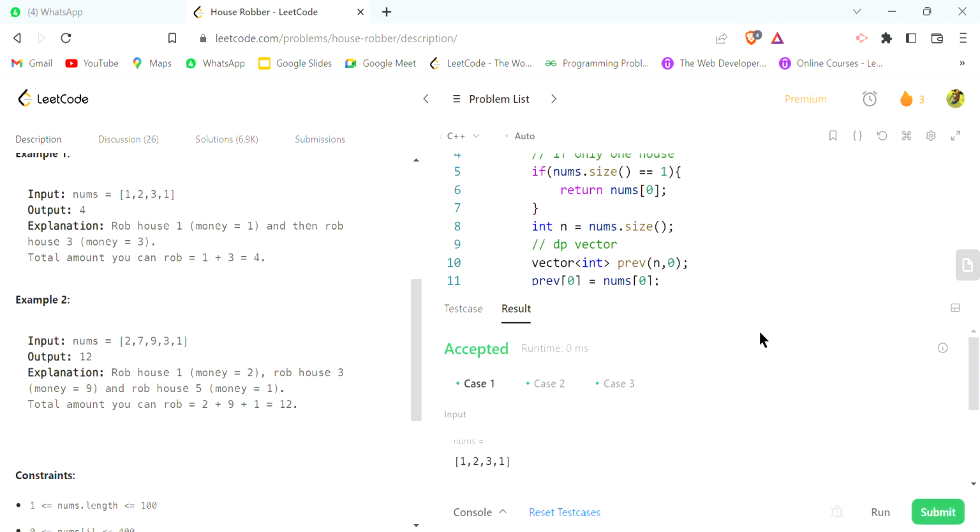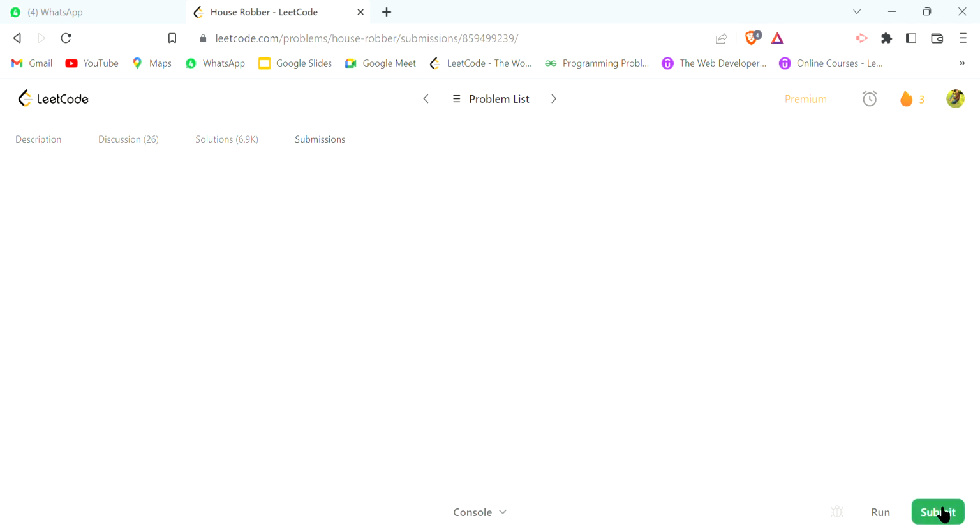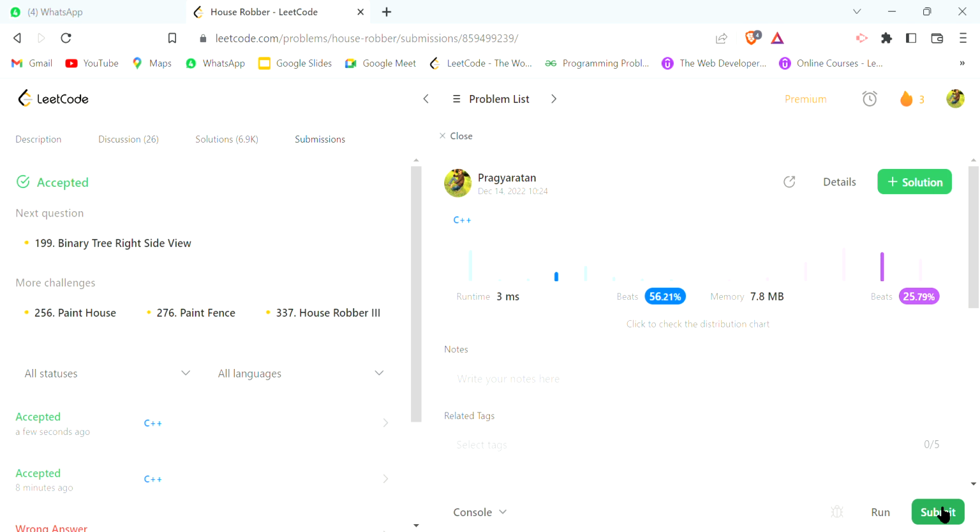All test cases pass, it is submitted. I hope you understand the logic behind this solution and also the code.